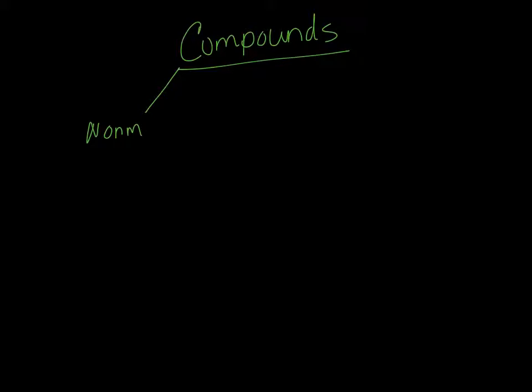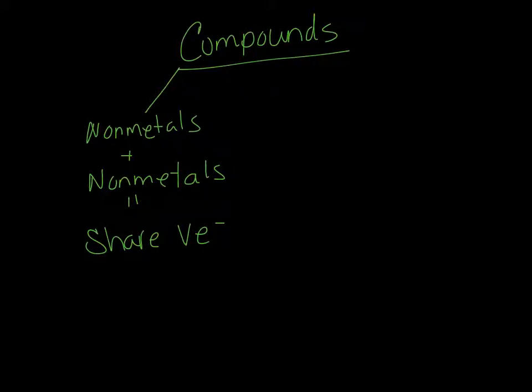When we talk about nonmetals making compounds, they do make compounds for the most part, except for the noble gases, and we'll talk about them in a minute. If nonmetals combine with other nonmetals, they will share valence electrons. But the noble gases are very stable and they will not share valence electrons.